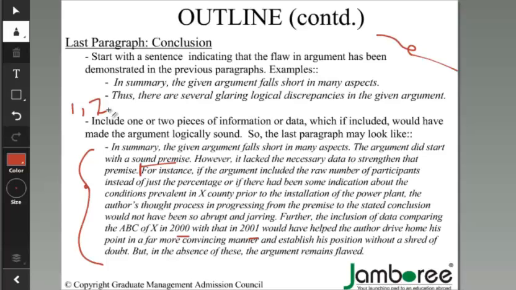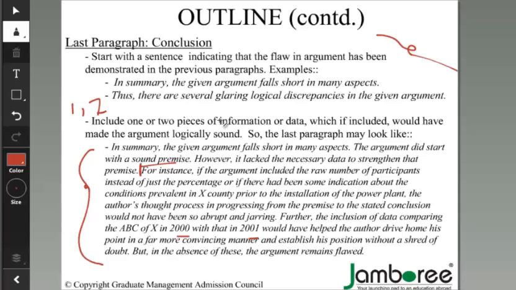Then in the concluding paragraph ask yourself how these flaws could have been remedied. Now you think in reverse: how can I strengthen it, how can I remove the flaws? Even just give one way to do so. That's enough, right? So don't do extra work, stick with the three flaws that you have found.